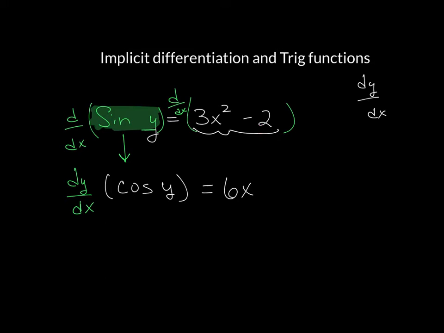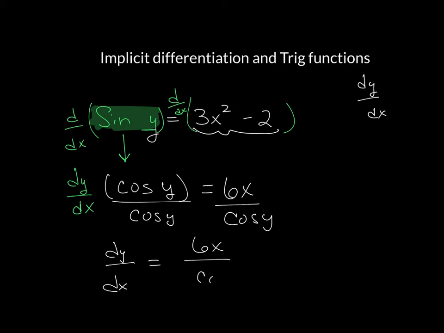And then the last step with this is to go ahead and divide both sides by the cosine of y to get the fact that dy/dx is equal to 6x over the cosine of y. Now, we're going to look at more complicated examples. The next example is going to have the product rule and then the chain rule.